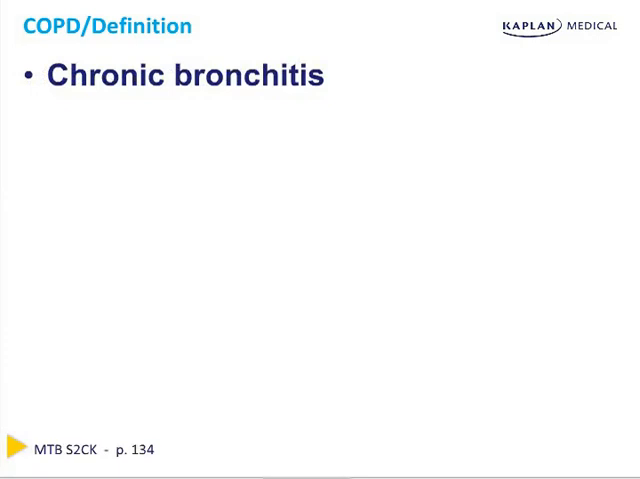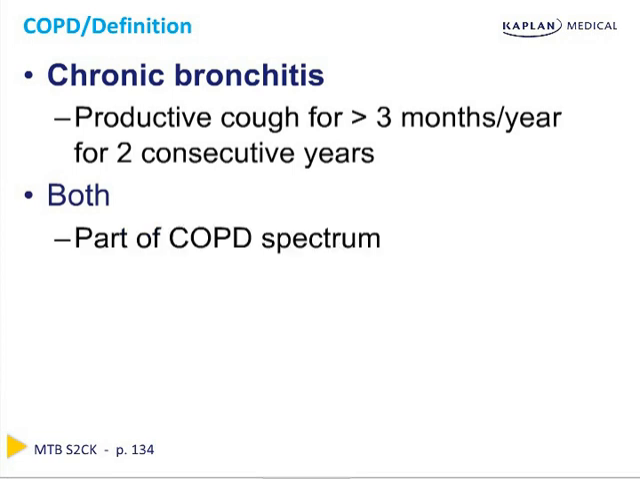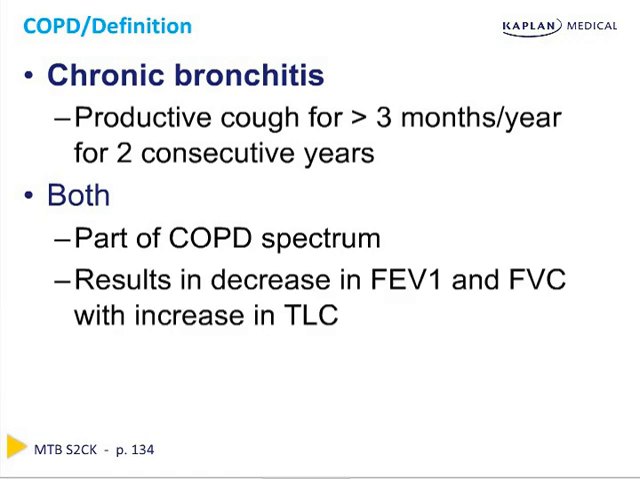Chronic bronchitis is defined as a productive cough for greater than 3 months per year for 2 consecutive years. Both emphysema and chronic bronchitis are part of the COPD spectrum. They result in a decrease in the FEV1 and the FVC with an increase in the TLC.